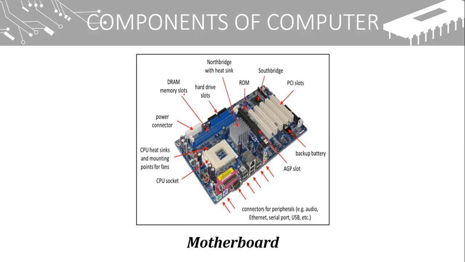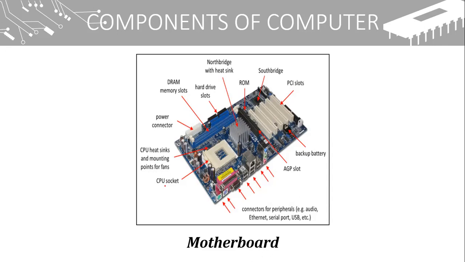This is the DRAM memory slot. This is the power connector, where you connect your computer to the electric source, where you connect your power cord or your charger. So whenever the computer has a problem that has to do with power, mostly it is first searched for in this area. Then we have what's known as the CPU sink and mounting point for fans. This is where you mount your cooling fan, which makes the board cool whenever it is hot.